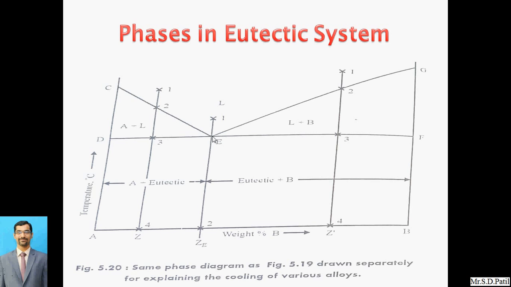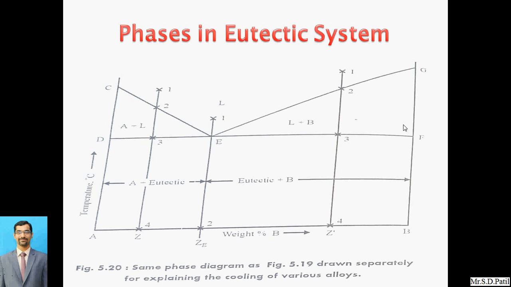Then next is the hypereutectic. In the hypereutectic, from point 1 to 2 no changes occur. Then from 2 to 3, B is separating out from the liquid. At point 3, B just starts converting into the solid phase, so we are getting the metal B in this phase.